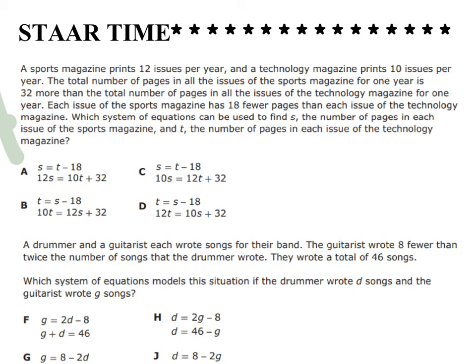Read along with me. It's a blurb, but we can read it. It says, a sports magazine prints 12 issues per year, and a technology magazine prints 10 issues per year. The total number of pages in all the issues of the sports magazine for 1 year is 32 more than the total number of pages in all the issues of the technology magazine for 1 year. Each issue of the sports magazine has 18 fewer pages than each issue of the technology magazine. Which system of equations can be used to find S, the number of pages in each issue of the sports magazine, and T, the number of pages in each issue of the technology magazine?